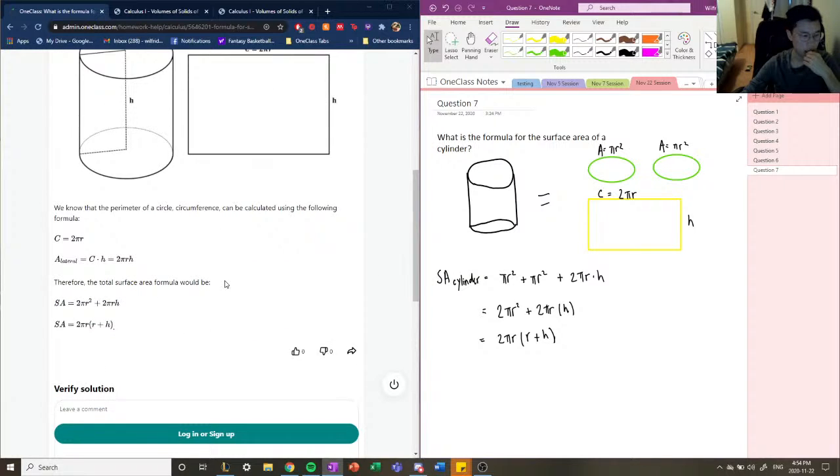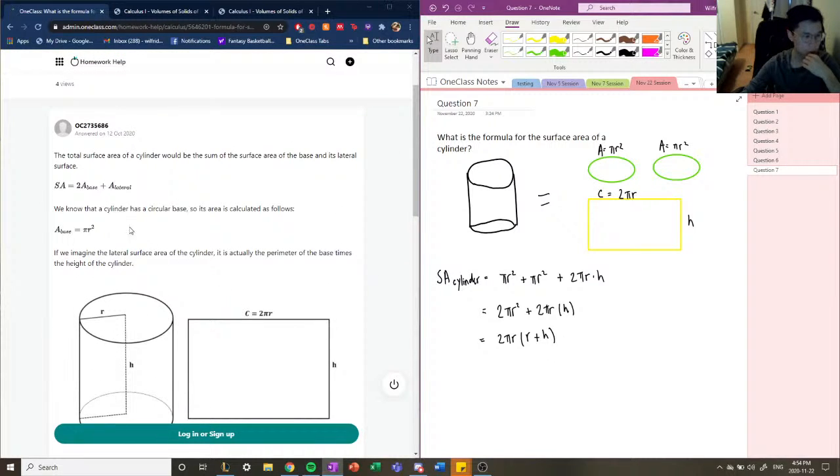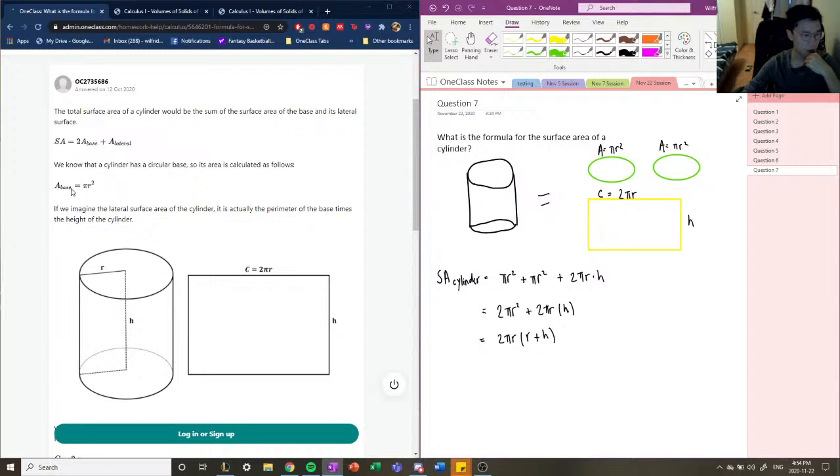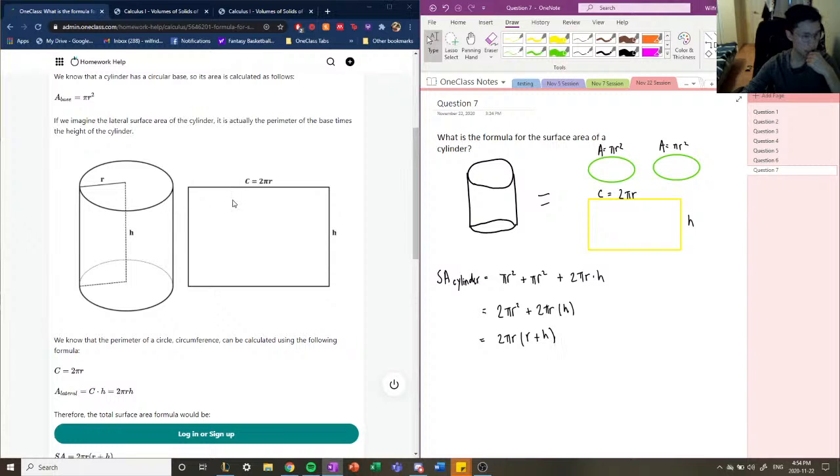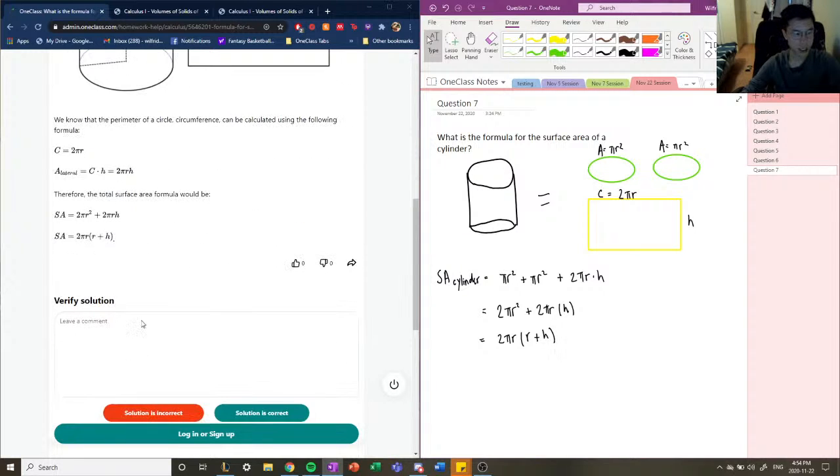So this is also what the junior tutor got. They reasoned that the surface area is the area of these two circles and the area of the lateral surface. They found that the area of the base is just pi r squared. They multiplied that by 2 because there's also a top. And then they reasoned that the width of the rectangle, the lateral surface, is the circumference of the circles. Because of that, the area will be the height times the circumference of the circles. And then they added it all together. So the solution is correct. Good work. Cool.